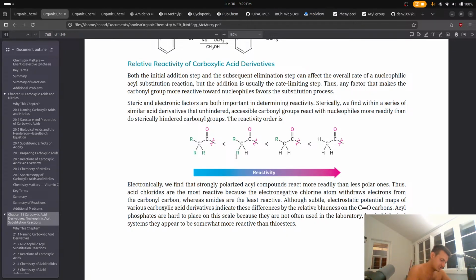Okay, so addition is usually the rate limiting step in nucleophilic acyl substitution reactions. So making the carbonyl less sterically hindered improves the rate.